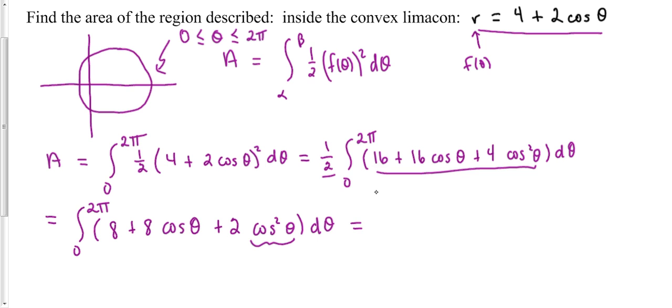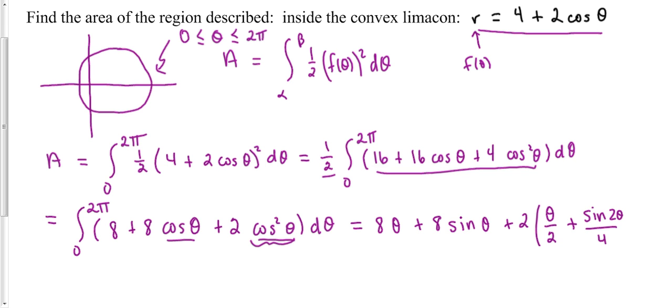So if I integrate term by term, I'm going to get 8 theta plus 8 times the antiderivative of cosine theta, which is sine theta, plus 2 times the antiderivative of cosine squared theta, which is going to be theta over 2 plus the sine of 2 theta over 4. And again, you need to look that up in the appendix in the back of your book. And we're going to evaluate all of this from 0 to 2 pi.